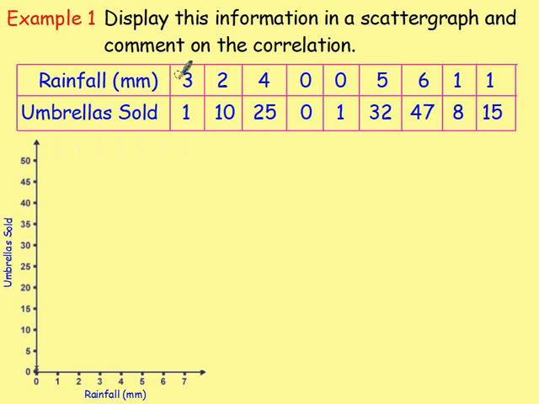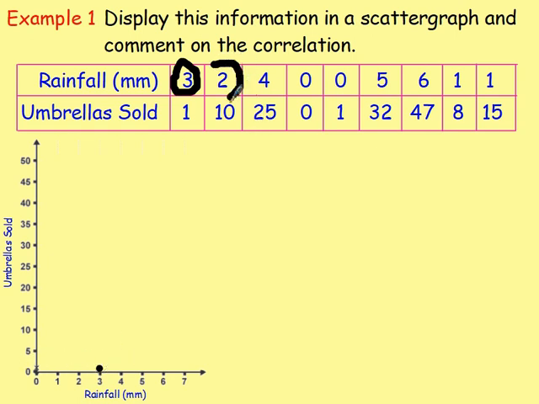So when the rainfall is 3, we're going to go along to 3 at the bottom, 1, 2, 3, and we want to go up to 1, so we would go up to 1. Well, I know 5 is going to be up here, so 1 will be just about there. So 3 millimeters rainfall and just 1 umbrella sold.